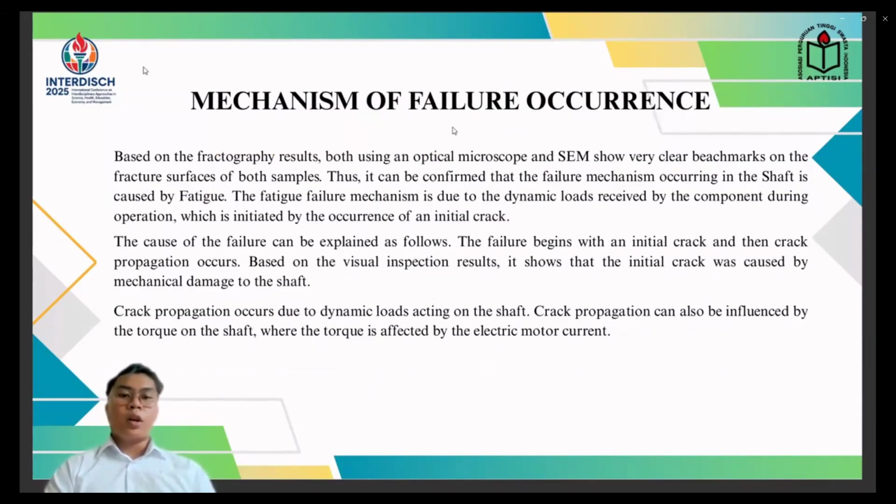And next, the mechanism of failure occurrence. Based on the fractography result, both the optical microscope and SEM show very clear beach marks on the fracture surface of both samples. Thus, it can be confirmed that the failure mechanism occurring in the shaft is caused by fatigue. The fatigue failure mechanism is due to the dynamic load received by the component during operation, which is initiated by the occurrence of an initial crack. The cause of the failure can be explained as follows. The failure begins with the initial crack, and then crack propagation occurs.